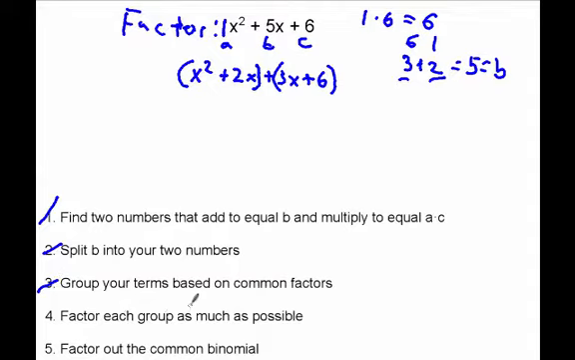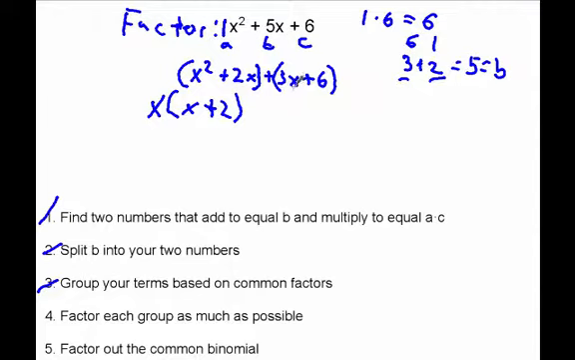Step 4 says factor each group as much as possible. So we want to go up here and ask, what is the greatest common factor of x squared and 2x? Well, x squared is x times x, and 2x is 2 times x. They each contain an x, so I pull that out. Then in parentheses, I leave x squared divided by x, which is just x, and 2x divided by x, which is plus 2. So all I did is take x squared plus 2x, factor out an x, and I'm left with x plus 2.